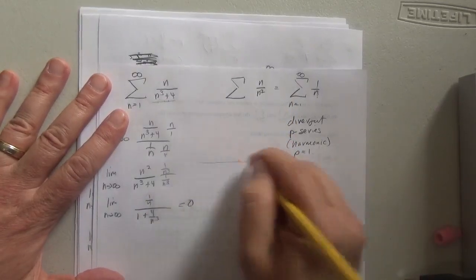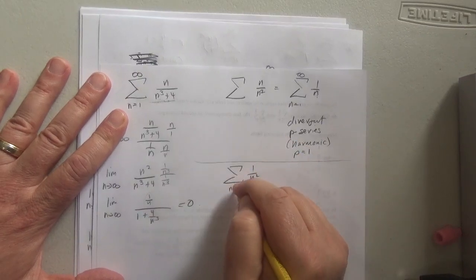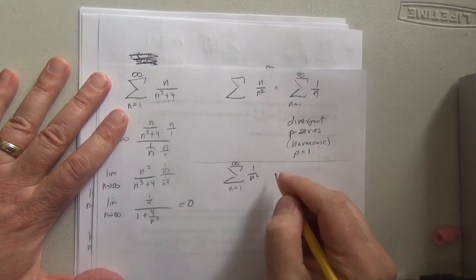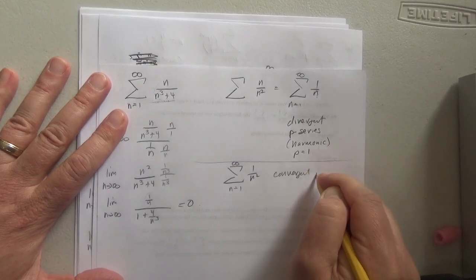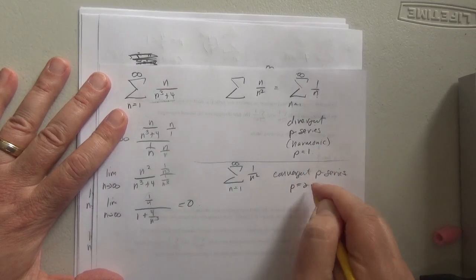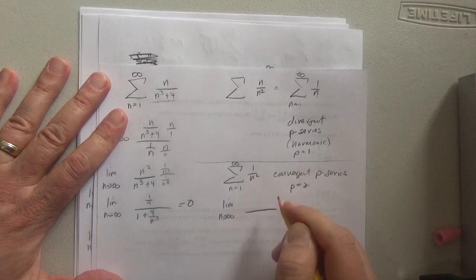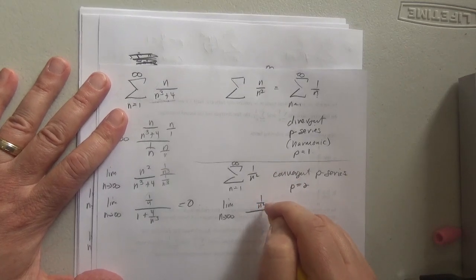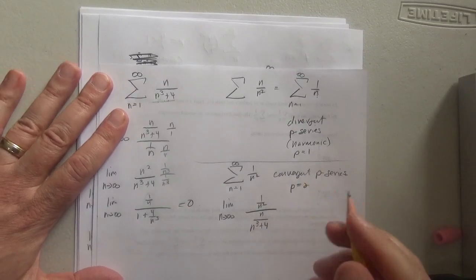So let's try it with 1 over n squared. You'd be like, oh, that totally makes sense. The sum of 1 over n squared, n equals 1 to infinity. We know this is a convergent P series, where P is equal to 2. Let's just quickly do this limit, as you hear my daughter downstairs being silly. 1 over n squared, n over n cubed plus 4.